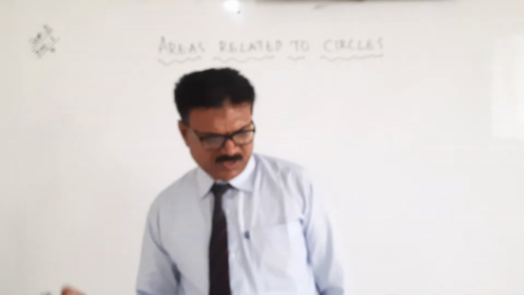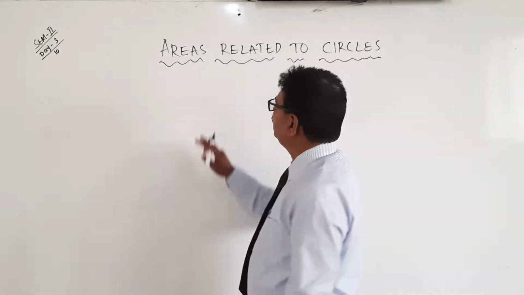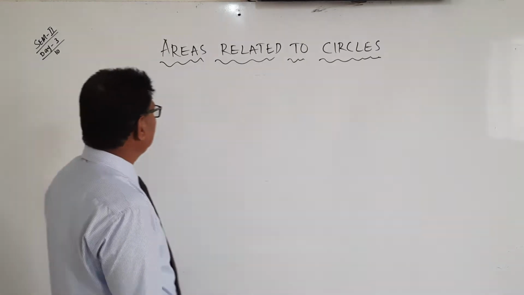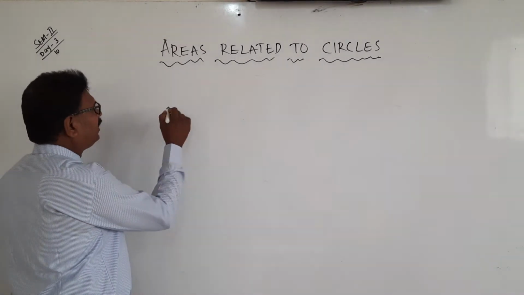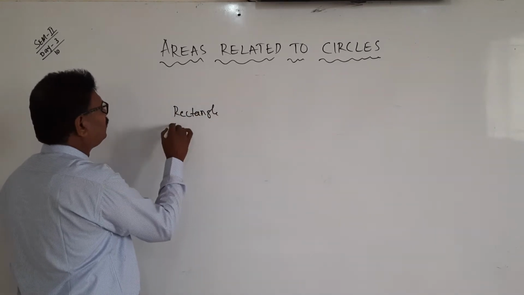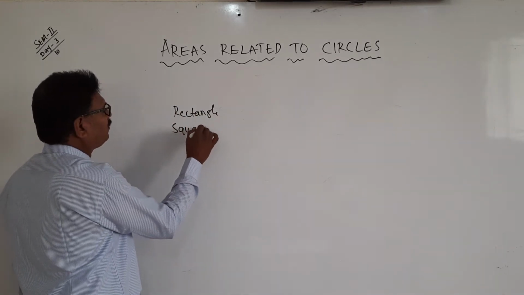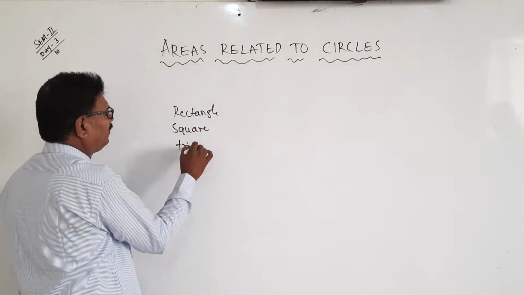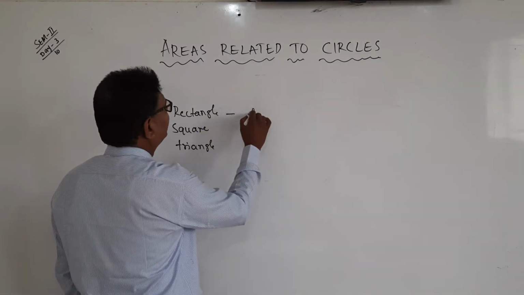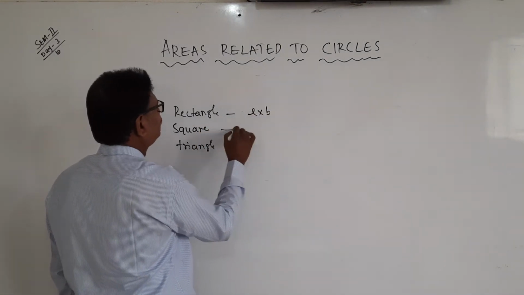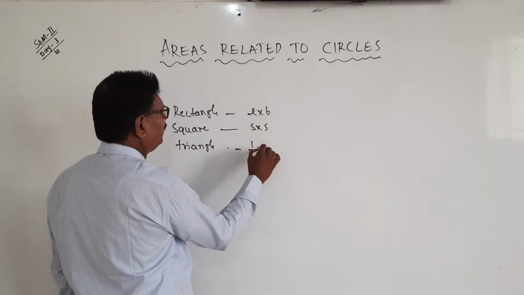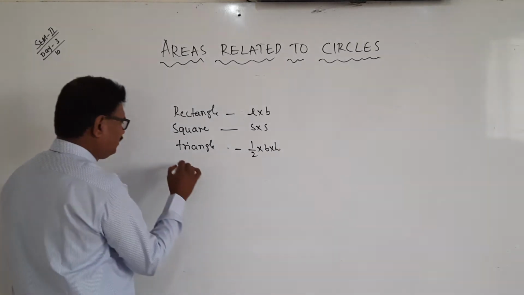So, just a new topic, that is areas related to circles. We have seen how to find the areas of rectangle, square, triangle. Rectangle has length into breadth. Square is side into side. Triangle is half into base into height.